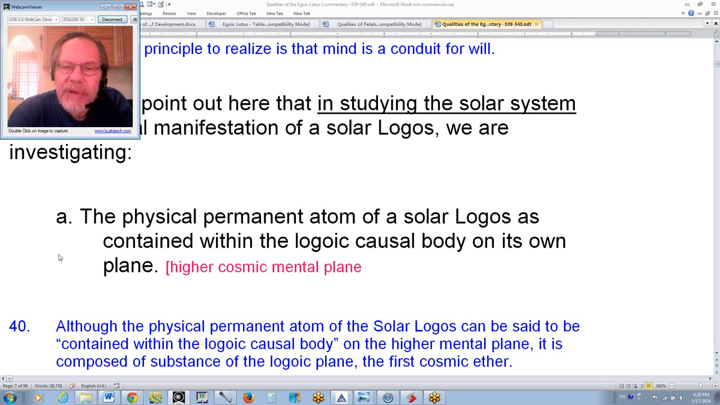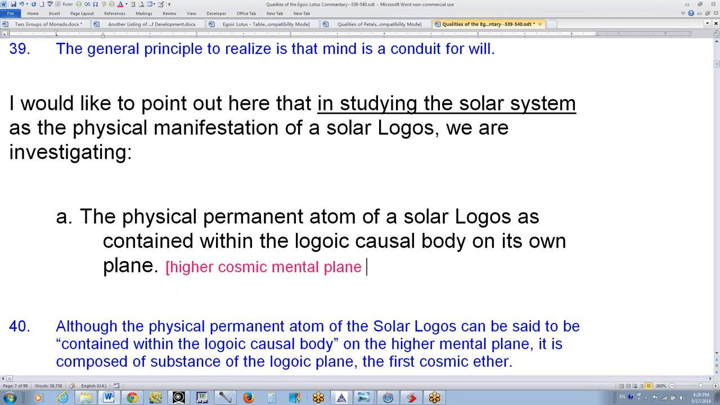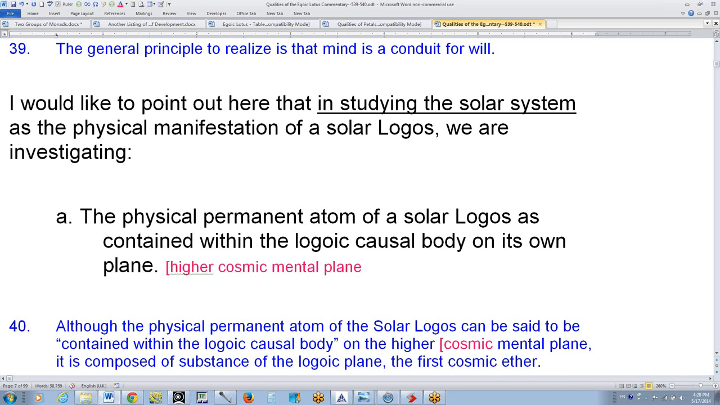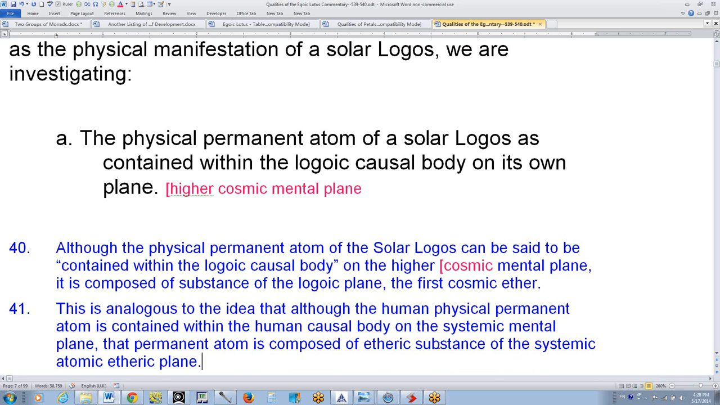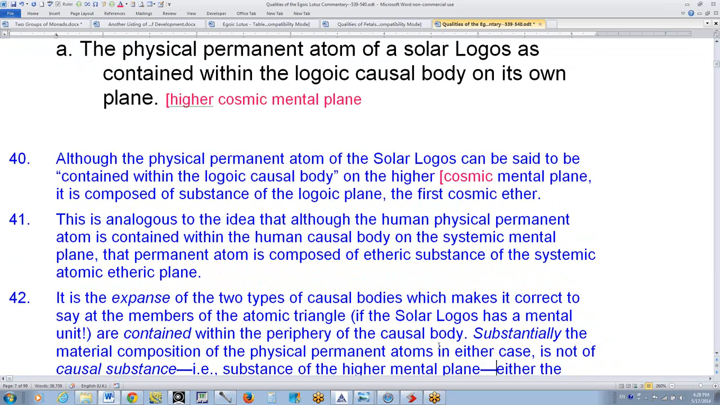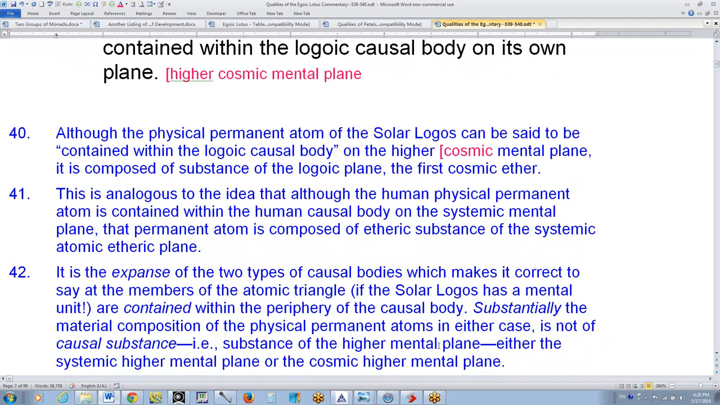So although the physical permanent atom of the solar logos is said to be contained within the logoic causal body on the higher, and I want to say cosmic mental plane, it is composed of substances of our systemic logoic plane, the first cosmic ether. So we have to look at that word contain. This is analogous to the idea that although the human physical permanent atom is contained within the human causal body on the systemic mental plane, that permanent atom is composed of etheric substance of the systemic atomic etheric plane.